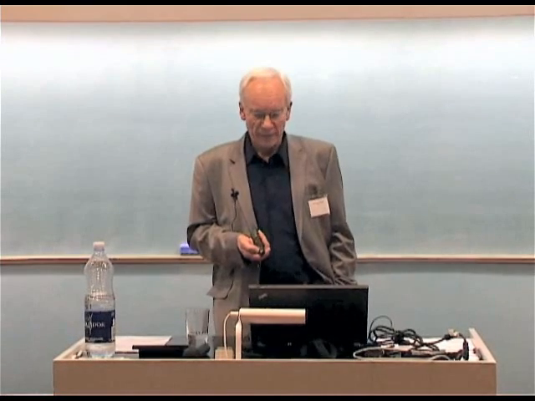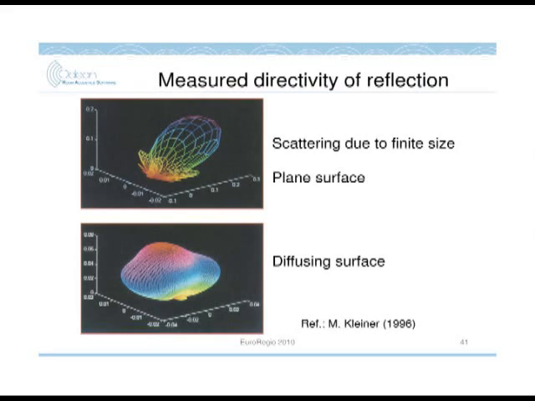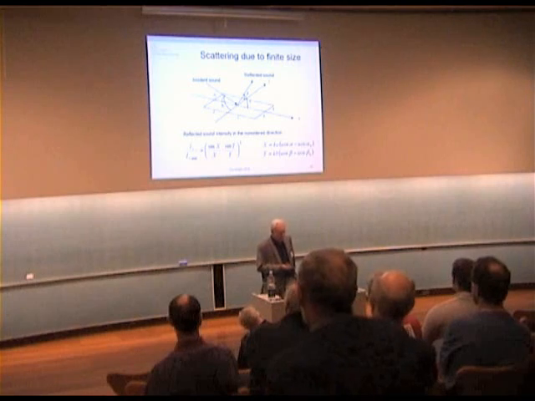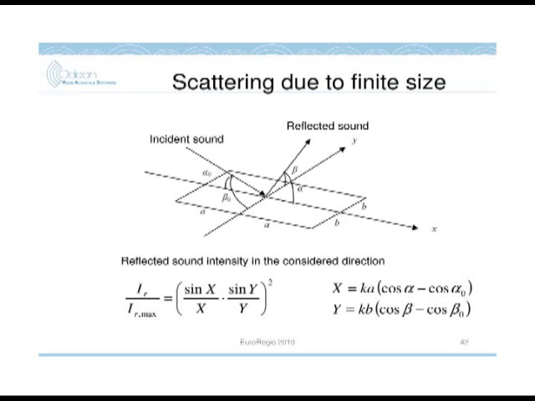And here I have measured results from Mendel Kleiner, published in 1996. The upper one is a rectangular plane surface giving a distribution of reflection with some side lobes, and the lower one is a reflection from a diffusing surface. And actually we can use this principle with the theoretical reflection model to find that the reflected sound intensity can be described as mathematical functions of the type sin x divided by x, where this x contains the wavelength, the size of the panel, and the angle of incidence when compared to the angle of reflection.